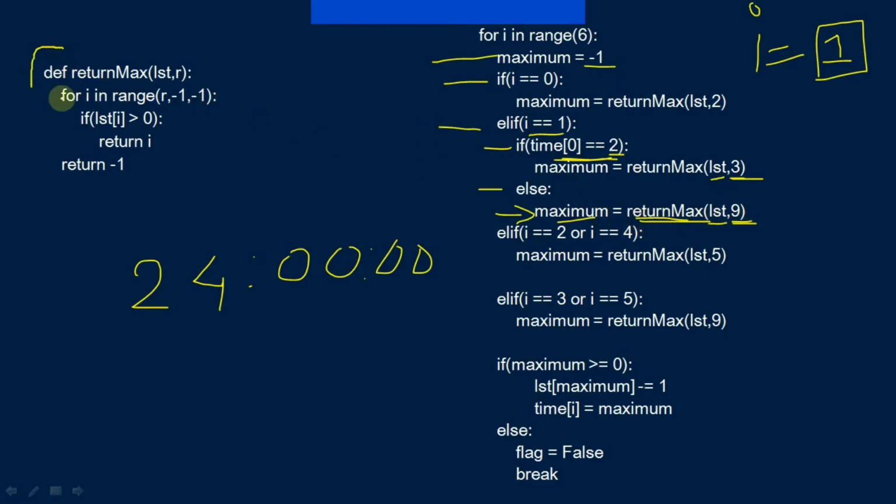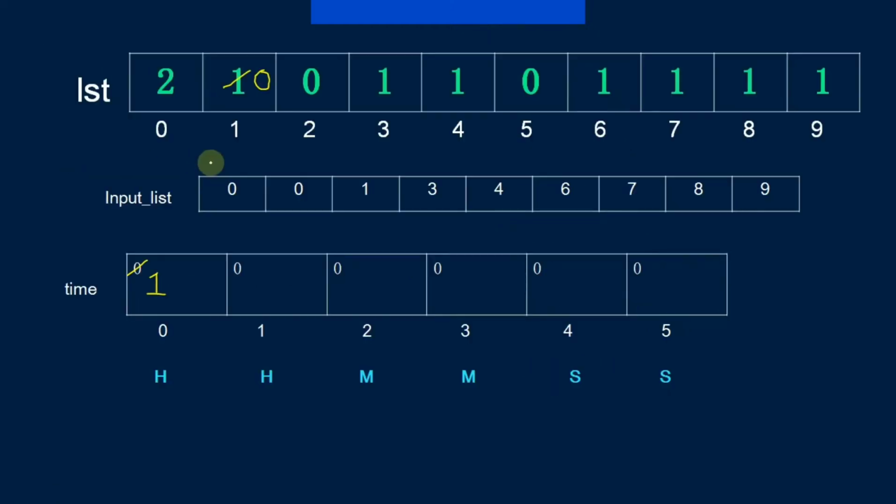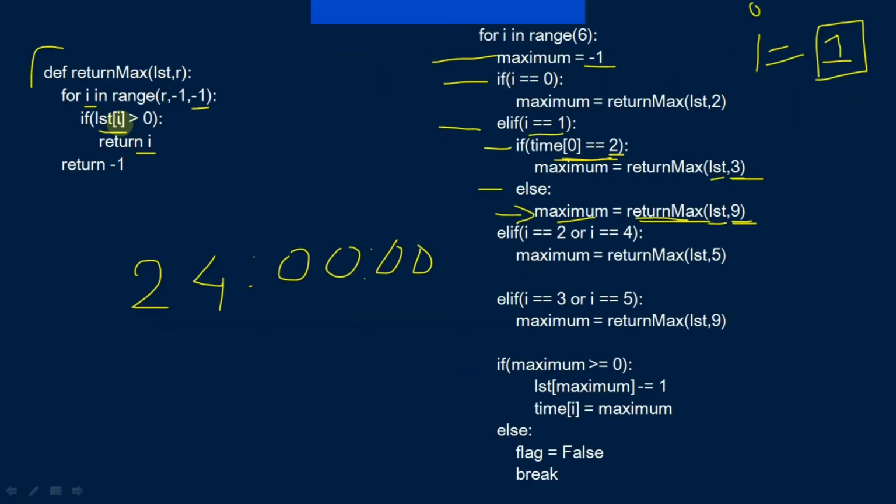So this function will be called for I. The I value will be 9, in range 9 comma minus 1 comma minus 1. It will check LST of 9 greater than 0. So let's see our LST. LST of 9 is 1, the condition is true, it is greater than 0, so it will return I. The I value is 9, so it will return 9. Now maximum will hold 9 here.